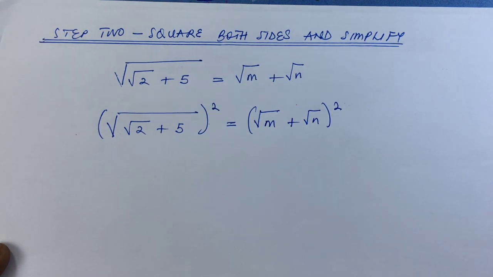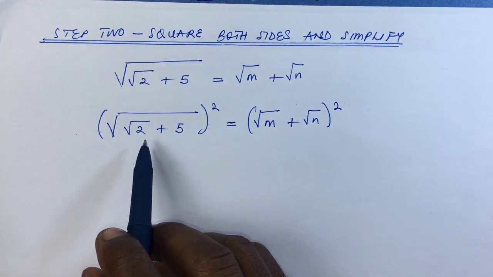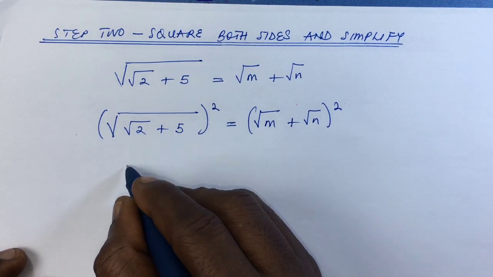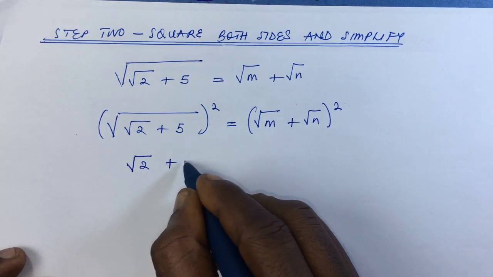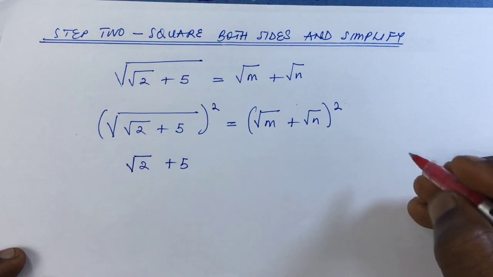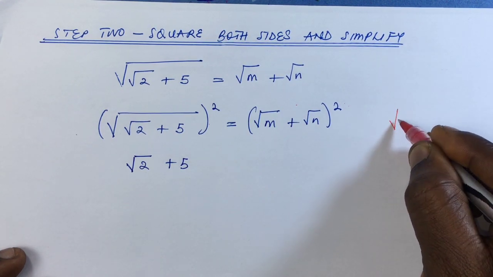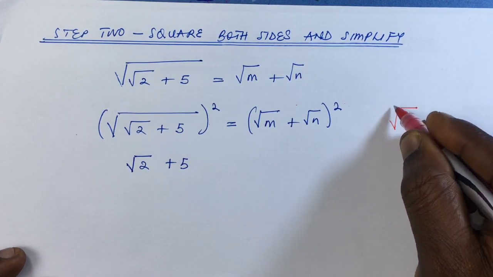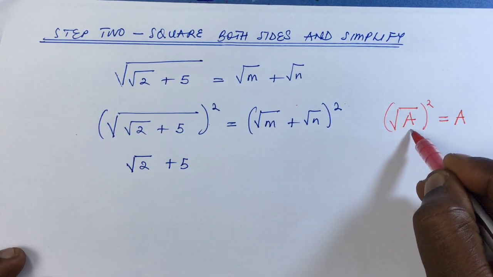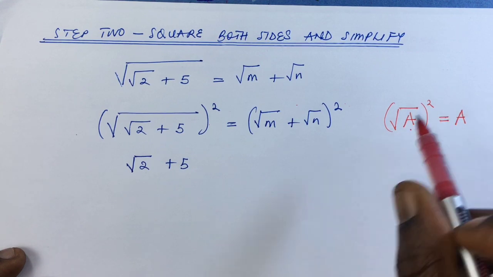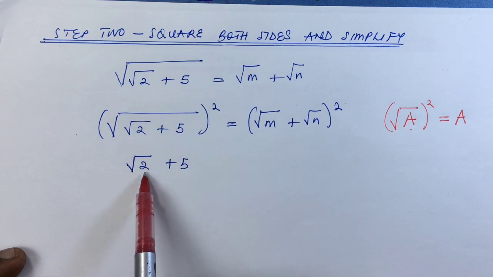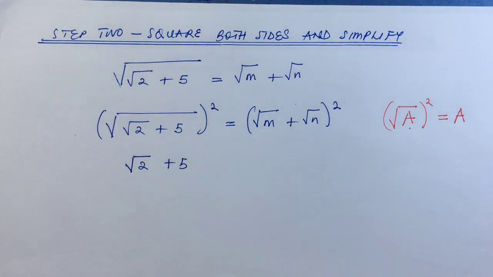Now when you square the left hand side, the square of the square root of root 2 plus 5, of course you are going to end up with root 2 plus 5. Take note, the square of the square root of a number gives the number itself. If you take the square root of a and then square it, it will give you a. So the square of the square root of root 2 plus 5 will give us root 2 plus 5. And that settles the left hand side.